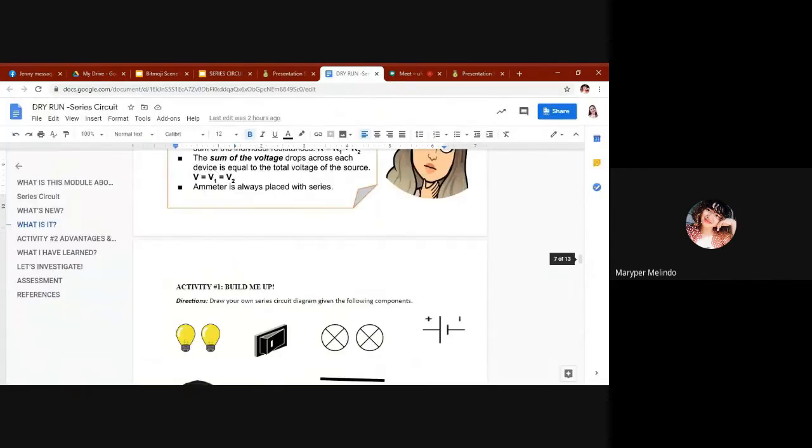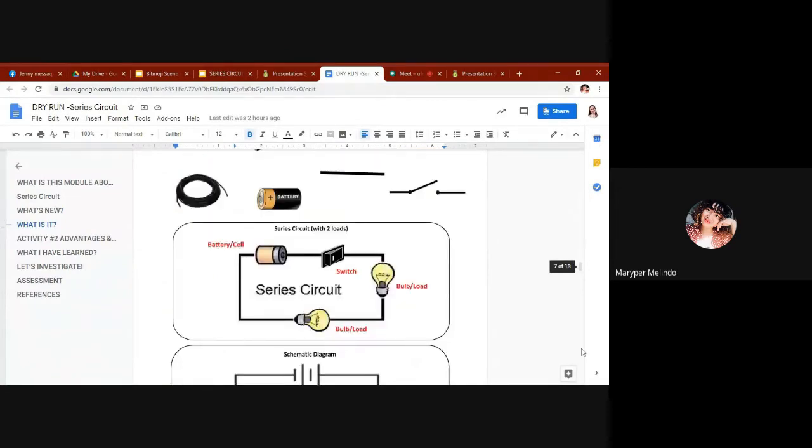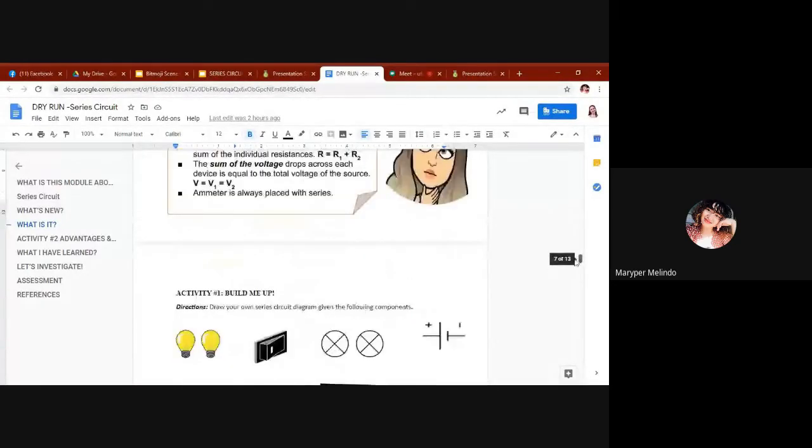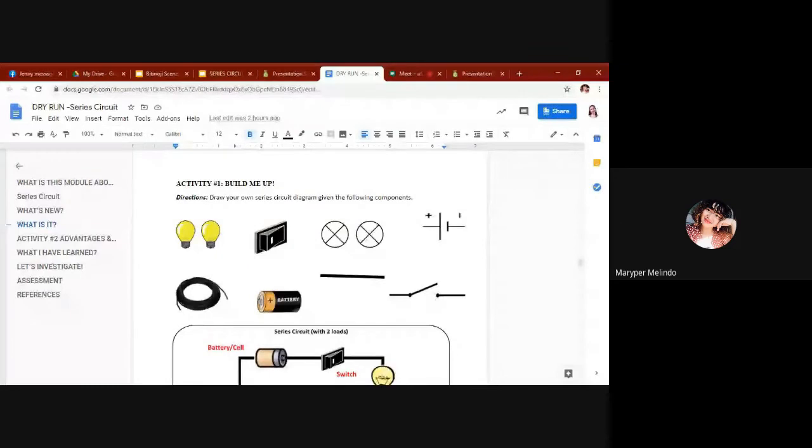Okay? So activity number 1. What I want you to do is to draw your own series circuit diagram given the following components. So, ito yung mga materials needed. Ayan. So, meron tayo dito 2 light bulbs, and then we also have here switch and battery, and then we also have here wire. And then, on the other side, you will observe here that we have our schematic diagram or electrical symbols for our series circuit with 2 loads or 2 bulbs.